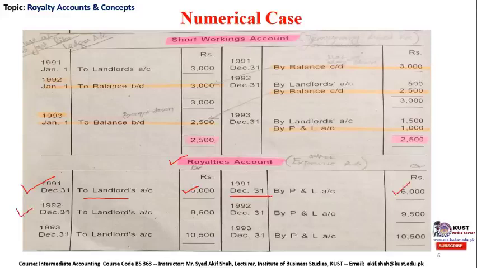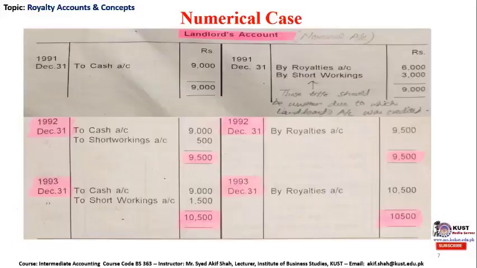Once again, at the end of the next year, it was debited because of the landlord account by 9500. And then at the end of the same year, it was charged against profit and loss account. Therefore, it was credited. At the end of third year, once again, we have to pay royalty of 10,500 to the landlord. And at the end of the same year, it was charged against profit and loss account. So this is the way you can make the royalty account.